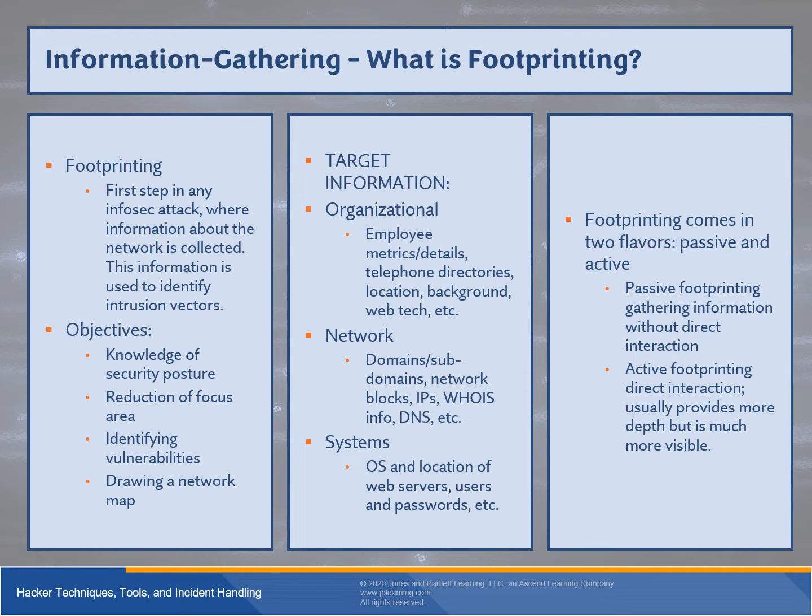Some target information we may want to retrieve would be things that are organizational. This could be employee metrics and details, telephone directories, location, background, what web tech is being employed, things like that. Network information would be domains and subdomains, network blocks, and this means just blocks of IP addresses or registrar addresses that belong to that company.